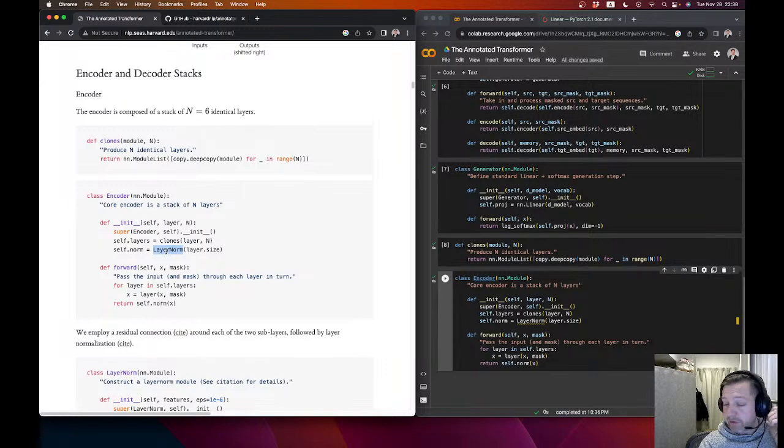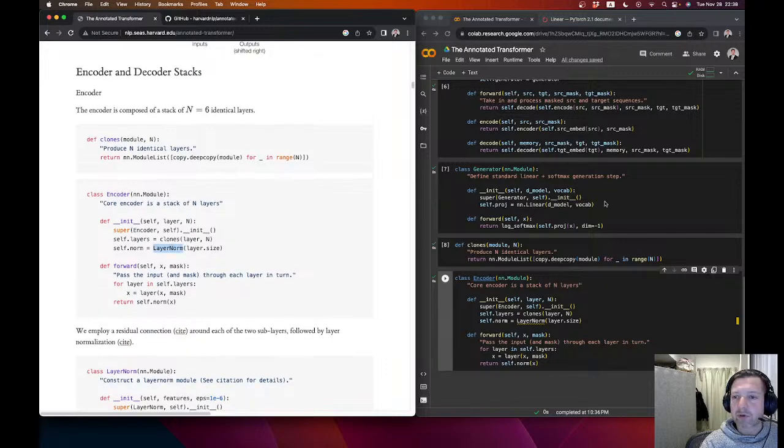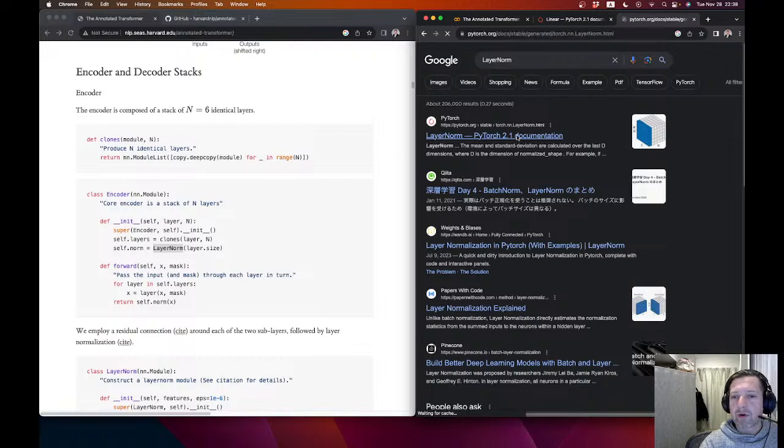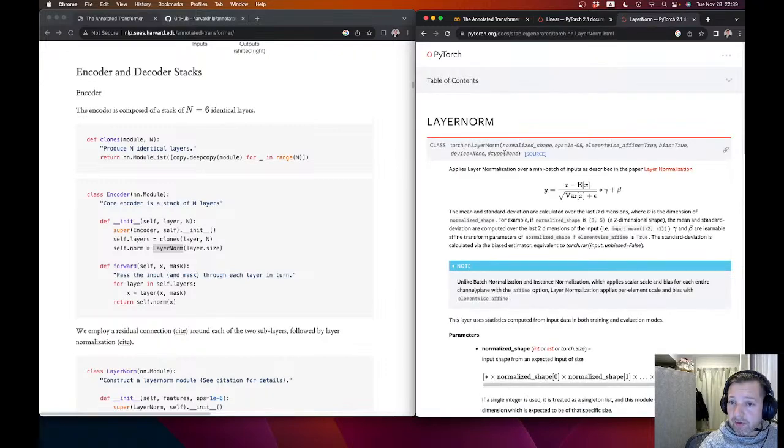Okay, and this is basically just a stack of n layers. It's just what it says here. And then I guess when initializing this encoder, the type of layer can be set. Let's quickly look up what layer norm is. Okay, PyTorch, that's nice.